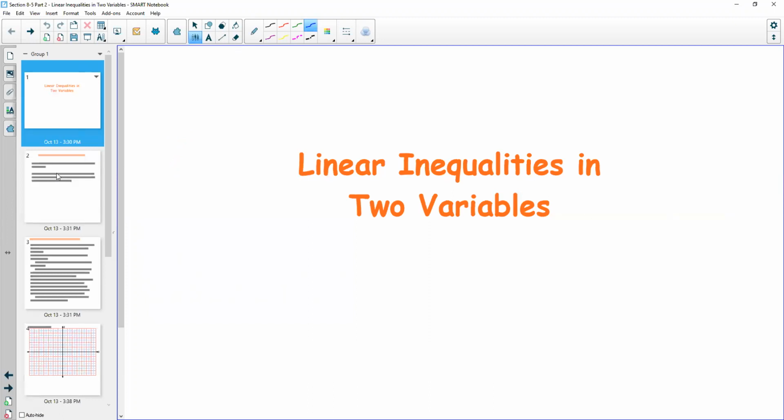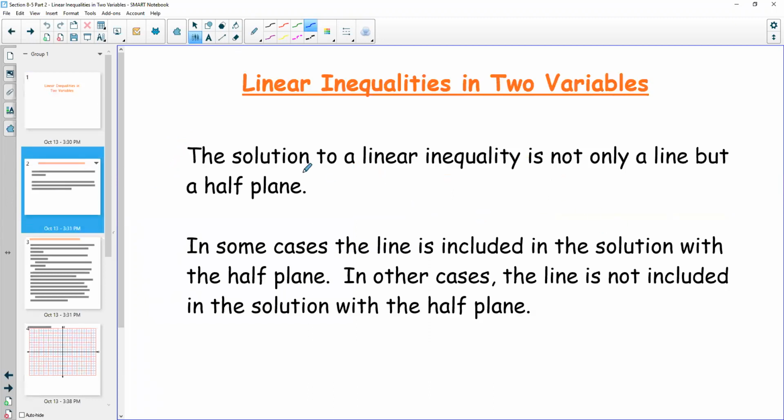So the solution to a linear inequality is not a line, but a half plane. It's a whole area of a graph because inequalities have multiple answers, right? So we need the whole section that would solve. In some cases, it's a half plane and the line is included. In some cases, it's not. It depends on if it was greater than or equal to, less than or equal to, greater than, or less than. It just depends on how the equation was set up.